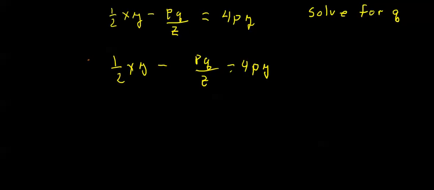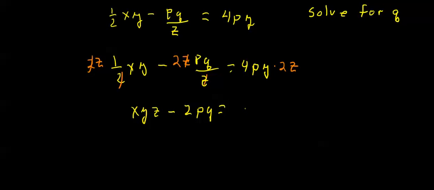So 2z. The number always goes first. Differentiate between 2's and z's, please. 2z and 2z. My 2's cancel. My z's cancel. And now I have xyz. Order does not matter. xyz minus 2pq, number always goes first, and 2 times 4 is 8, 8pyz. Not a very pretty 8.